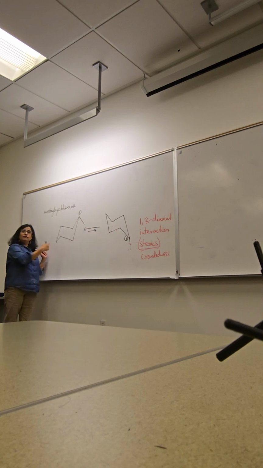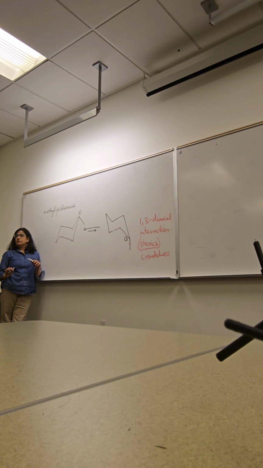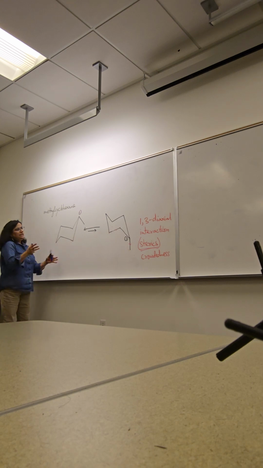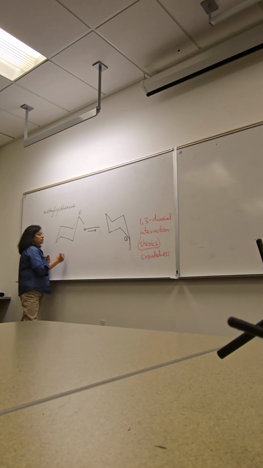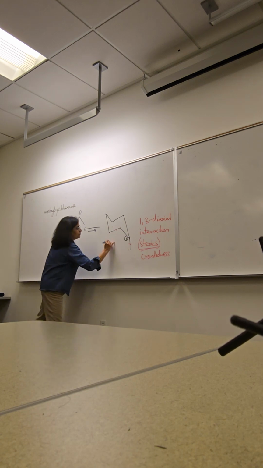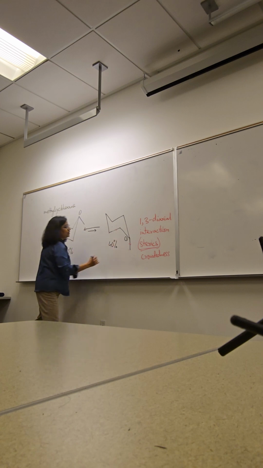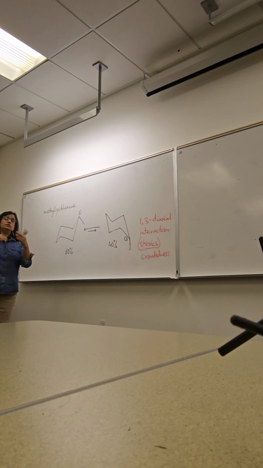The equilibrium will favor that. Make sense, everybody? Cool. So I'm just making up a number here. I have zero clue what it's supposed to be, and that's really not important. Let's say at equilibrium for methyl cyclohexane, the mixture is 60% and 40%, because the equatorial position is more stable than the axial position.